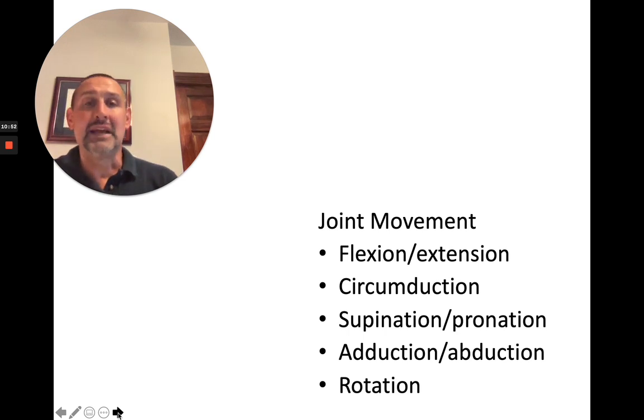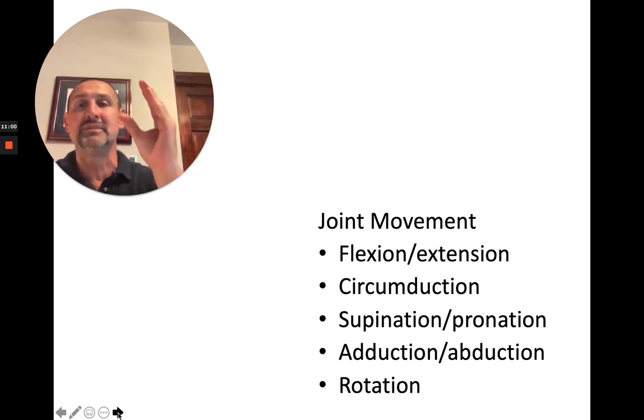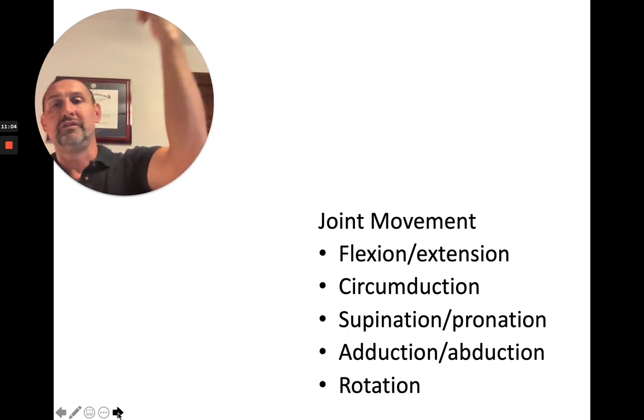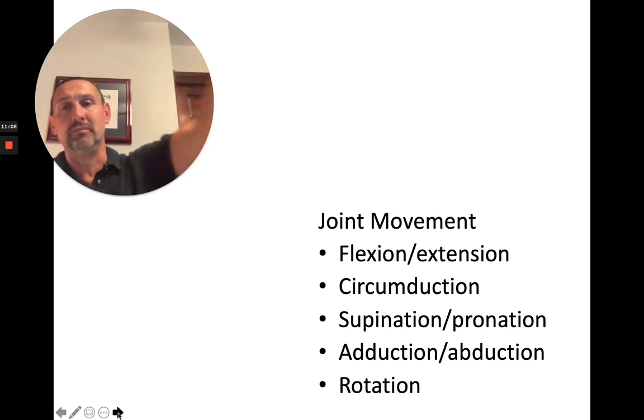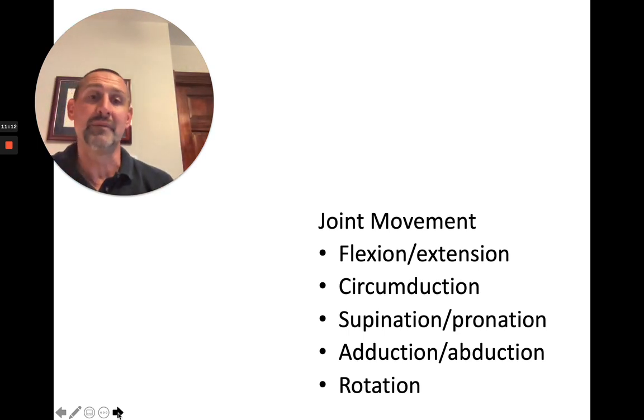We have different types of joint movement. Flexion means that we're bending at the joint and we're narrowing the angle of the joint. Extension means that we're widening that angle. So if you think about your arm, flexing and extending. Circumduction means that we're moving it in a circle. So we can do that with our shoulder or our hip.